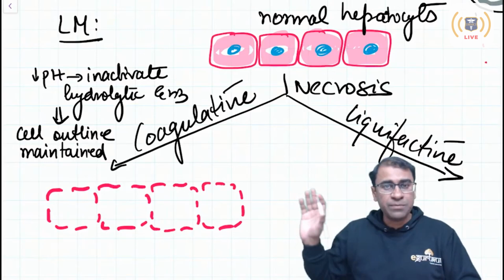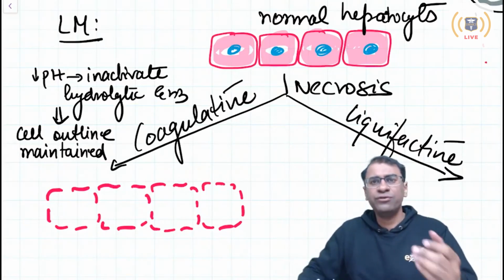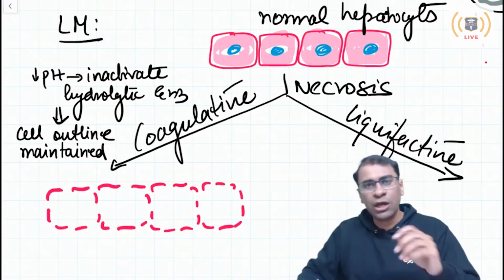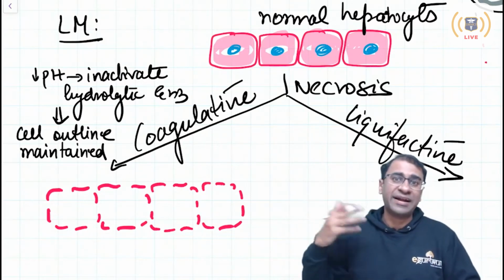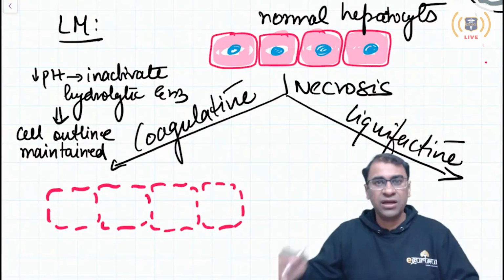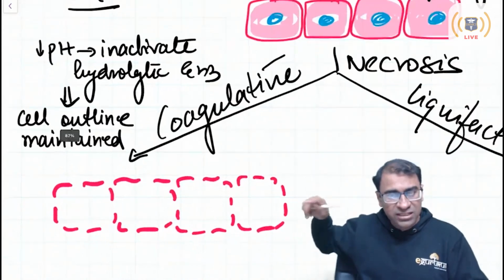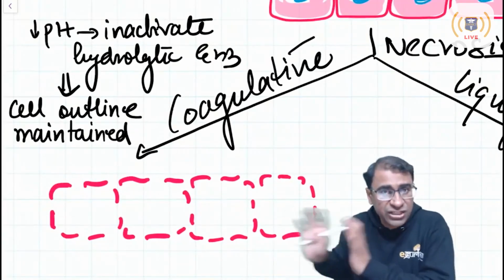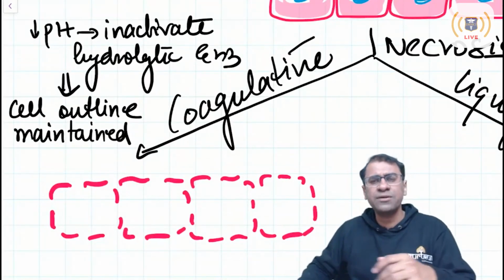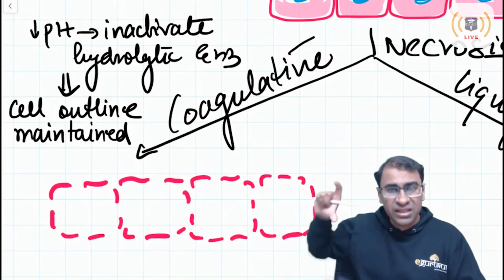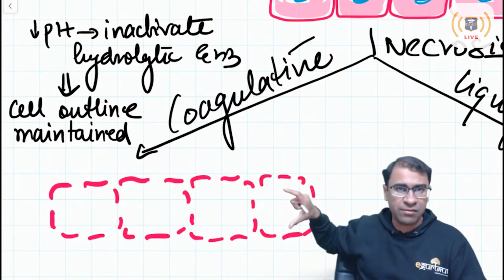Okay, and this maintained cell outline is only for a few days. After a few days, when the lysosomal enzymes reactivate after the pH gets stabilized, the entire outline is completely dissolved later on. But initially, for 1 to 2 days, the outline may still be there. Such a maintained outline is there.